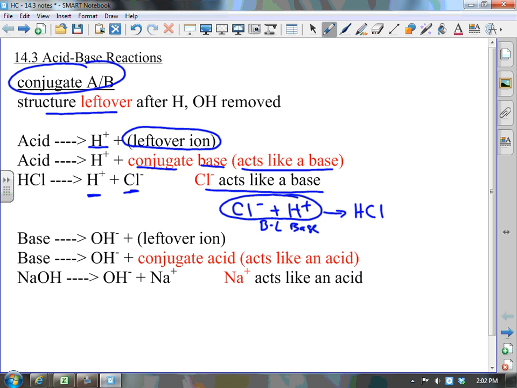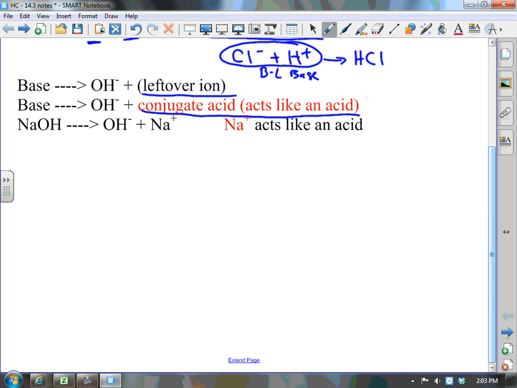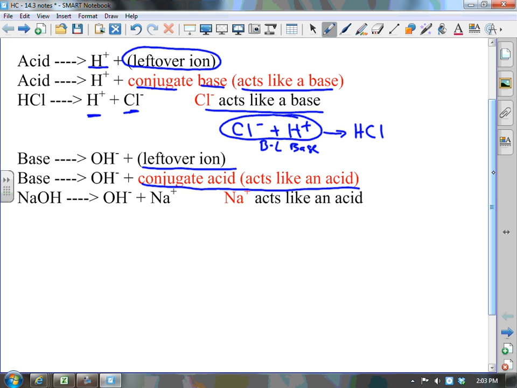Now if we take a base and it dissociates, the hydroxide ion is going to separate from the leftover piece. That leftover piece has acid-like properties, and we're going to call it a conjugate acid. A straightforward example would be sodium hydroxide. If it dissociates, it's going to dissociate into hydroxide ions and sodium ions.